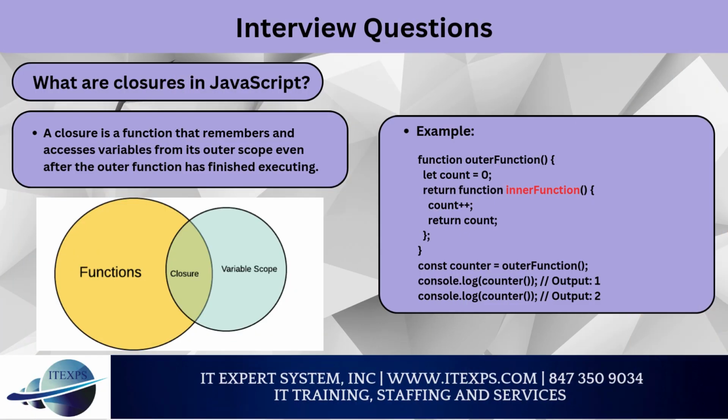What are closures in JavaScript? A closure is a function that remembers and accesses variables from its outer scope even after the outer function has finished executing. Please check the code example.